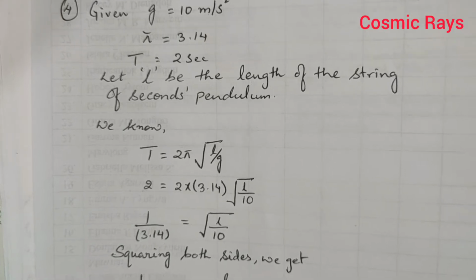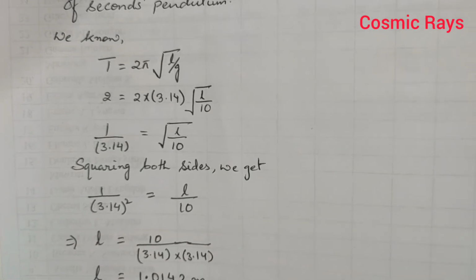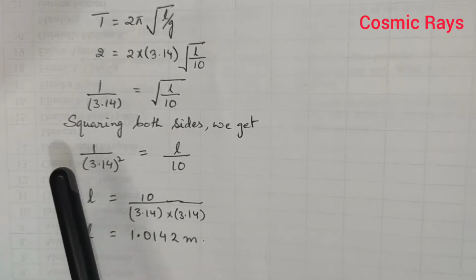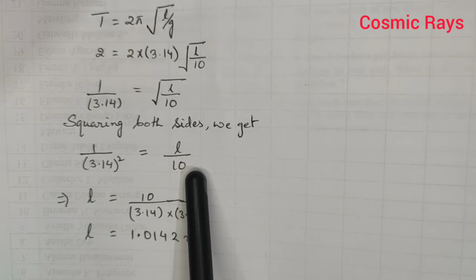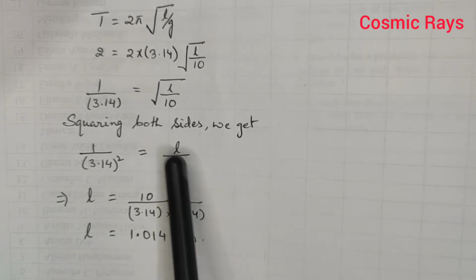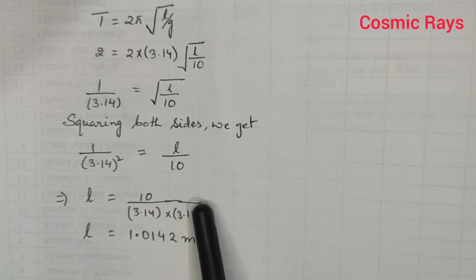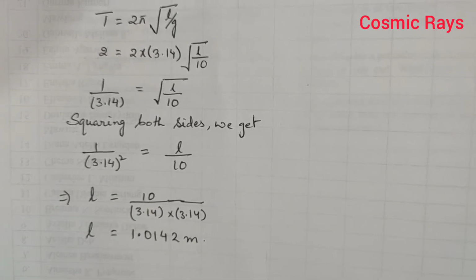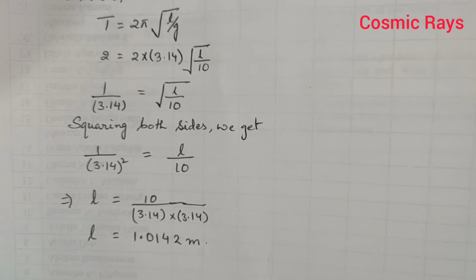So we square both sides so that we can get rid of the square root. Now after squaring both sides, we have 1 by 3.14 square is equal to L upon 10. So from here 10 going this side, L will be equal to 10 upon 3.14 square. So after calculation the answer comes out to be 1.0142 meter. This is the required answer.